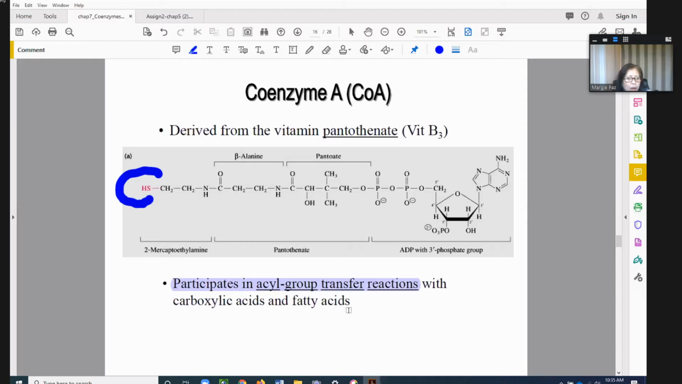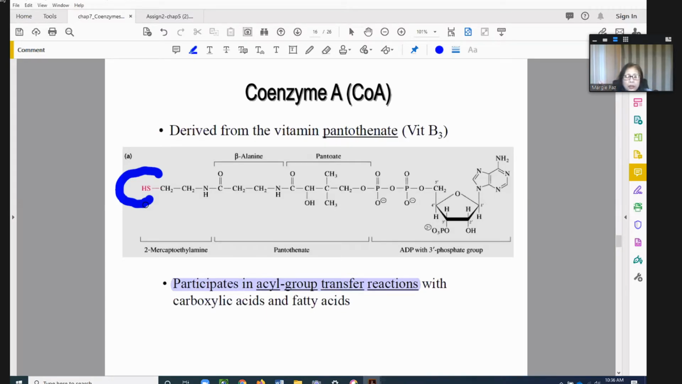So where are the acyl groups? We're looking at the coenzyme A structure here. Where will the acyl groups be attached? The acyl group will be attached to this reactive center here, the sulfhydryl group. That will then form a thioester.